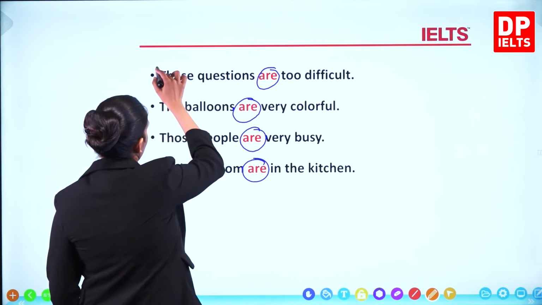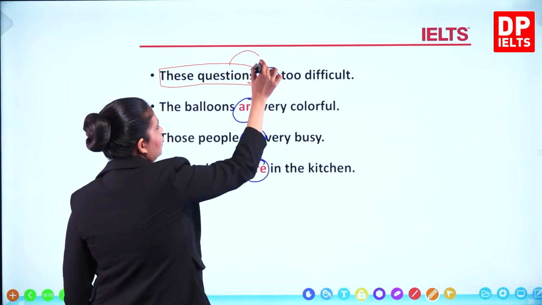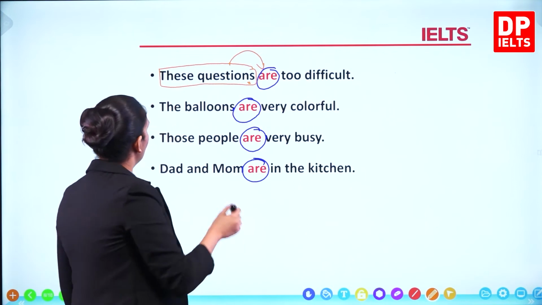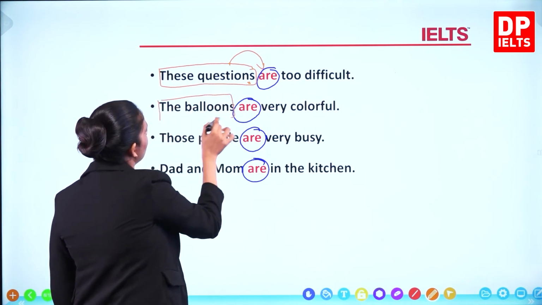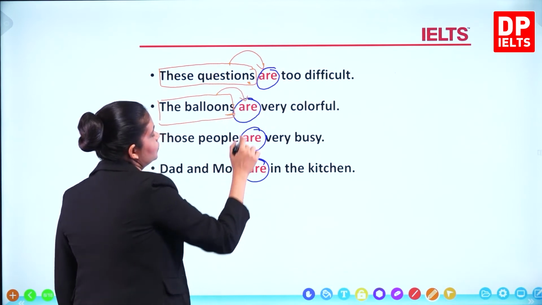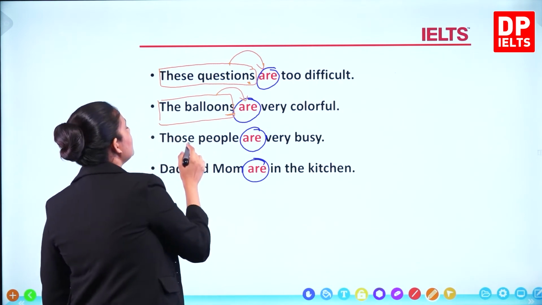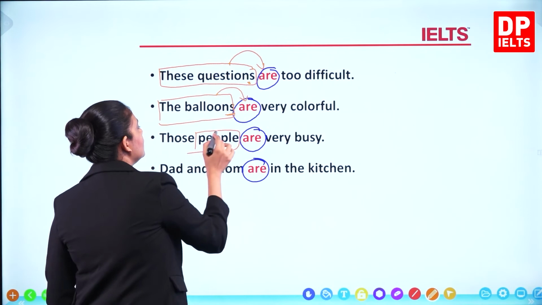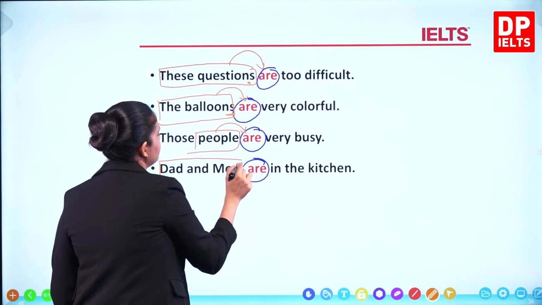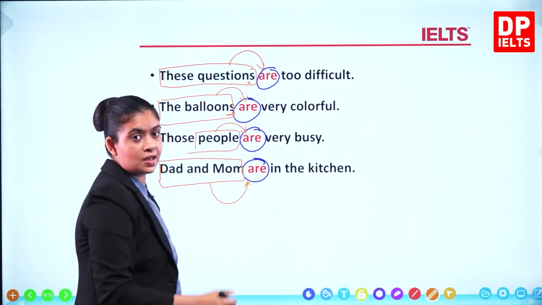These questions mean there is a lot of questions. It's a lot. More than one. Therefore, it is a plural noun and we use are. The balloons, it's not one, more than one. Plural, there is S, so we use the plural be verb. Those people, people is plural, so therefore we use are. Mom and dad, two people, so it becomes plural and therefore we use are.